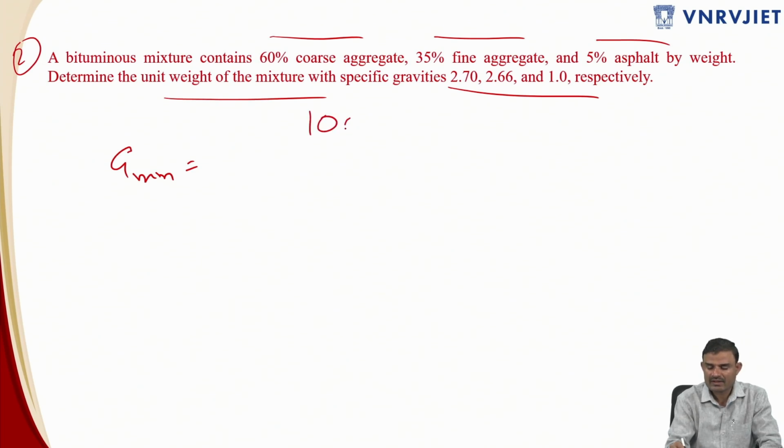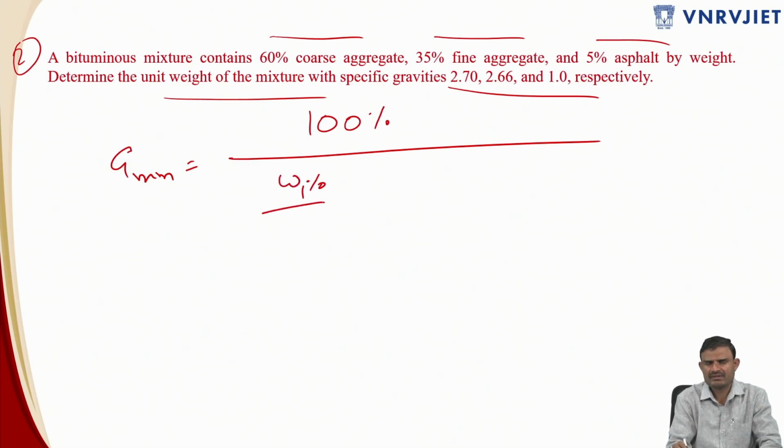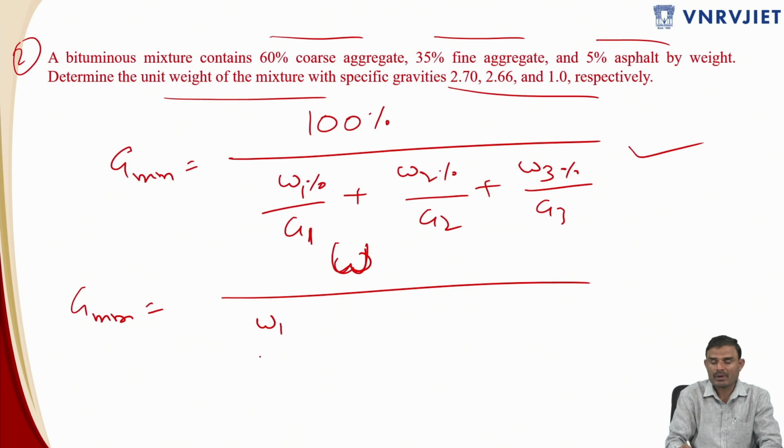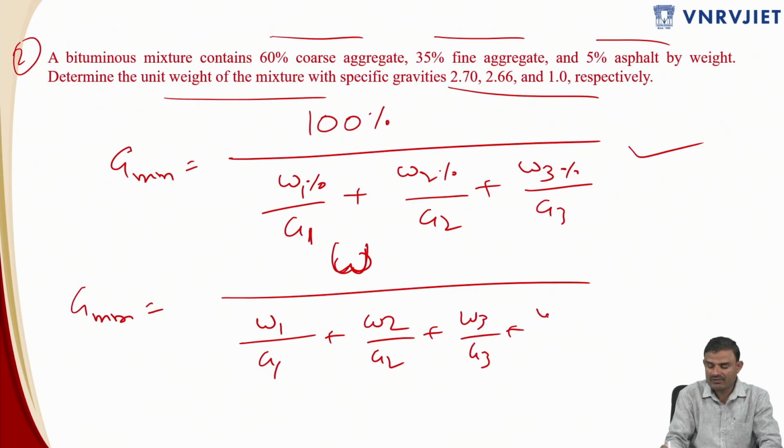So the formula for calculation of specific gravity GMM is nothing but 100% divided by the percentage weight of fraction 1 divided by specific gravity of fraction 1, plus percentage weight of fraction 2 divided by specific gravity of fraction 2, plus weight of fraction 3 divided by specific gravity of fraction 3, if you have percentages. Or else if you have the weights alone, then you have to take the capital W, which is nothing but the total of all the weights, divided by W1 divided by G1 plus W2 divided by G2 plus W3 divided by G3 plus W4 divided by G4.